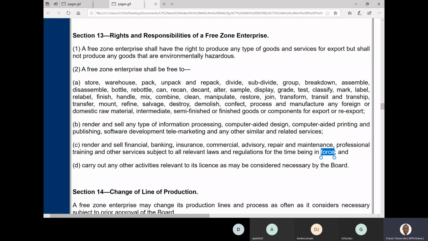Okay. And then the D says carry out any other activities relevant to its license as may be considered necessary by the board. So they can do anything at all. It is not limited to only goods, but the majority of them, which we know, is the goods that we know, the finished product.